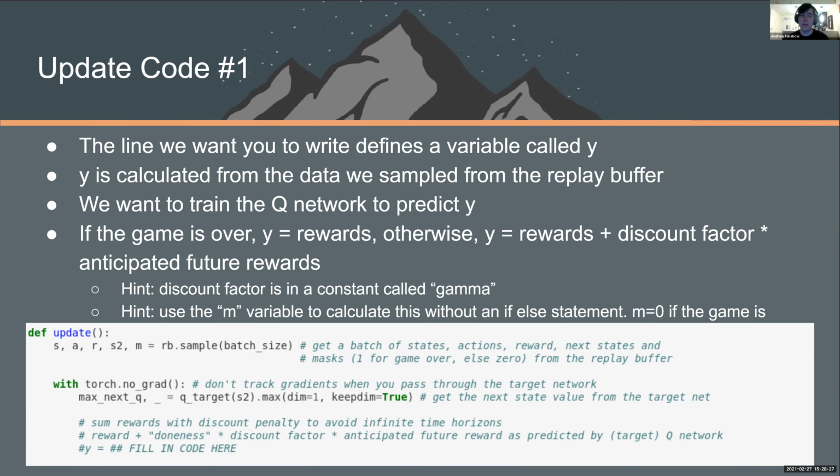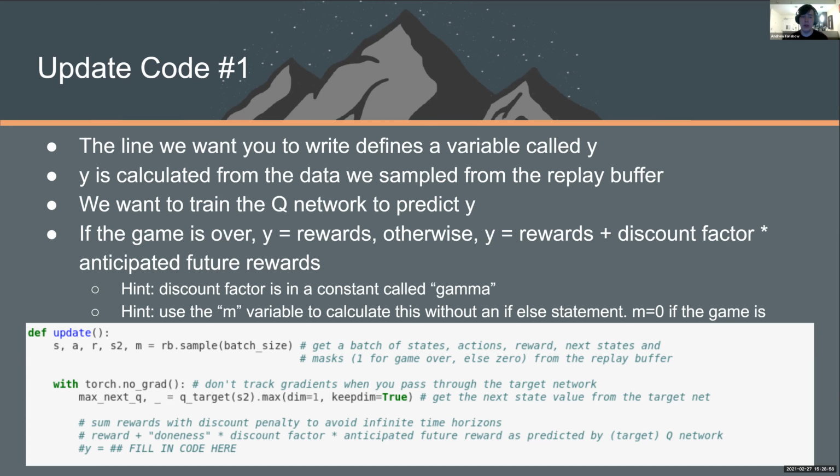Okay, so this is the first part where we want you guys to write code. I don't know if many of you actually have the notebook up. Seems like you don't, but you can at least think about this, and then we'll show you the solution. So the line we want you to write defines a variable called y. You can look at it in the code, the last line of that screenshot there. There's a y equals fill-in code here. So y is calculated from the data that we sampled from the replay buffer. And we want to train the Q network to predict y. I talked about y in the last slide. I didn't call it y, which I probably should have.